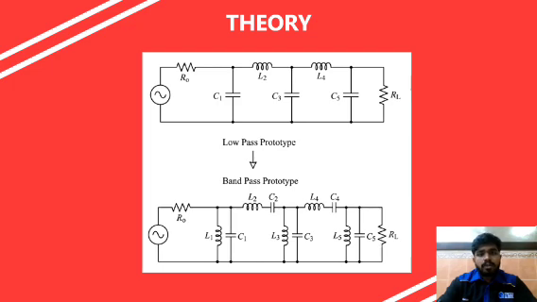This figure shows how the low pass filter prototype is transformed into a band pass filter. The upper circuit is the normalized low pass prototype, while the lower circuit is the resulting band pass prototype. During the transformation, each series inductor becomes a series LC resonator, and each shunt capacitor becomes a parallel LC resonator. These resonators are designed to operate at a center frequency of 1.8 GHz with a bandwidth of 180 MHz, allowing only the desired frequency range to pass while rejecting unwanted frequencies.